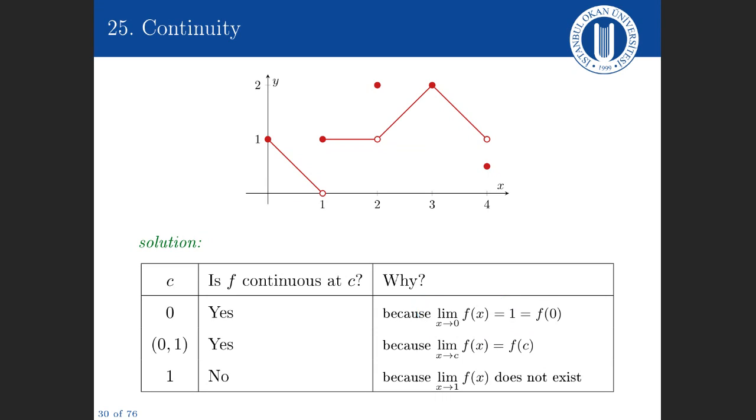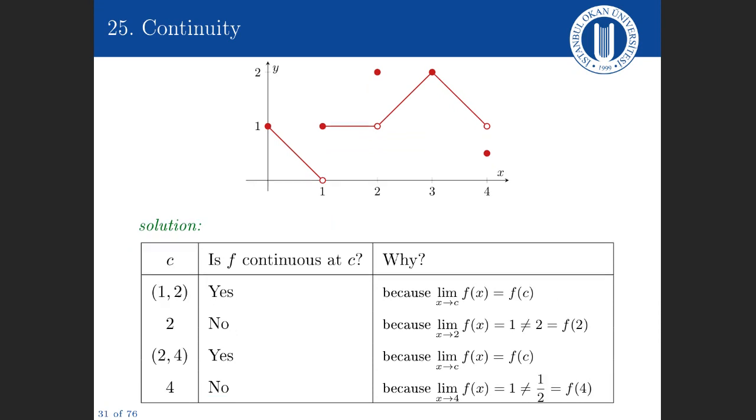Is the function continuous at 1? The answer is no. Why is it not continuous at 1? Because the limit as x tends to 1 of f of x does not exist. x is close to 1, but on the left, we're going to get a different number from if x is close to 1, but on the right. Between 1 and 2, yes, continuous. We could draw this with a pen without lifting our pen off the paper.